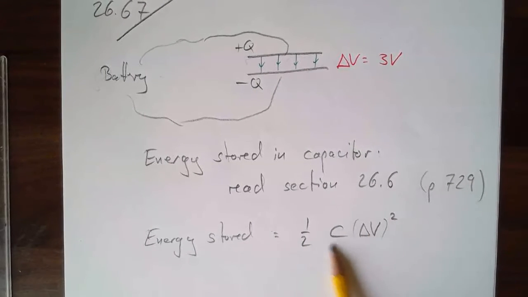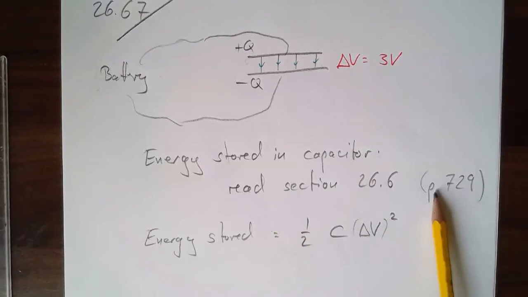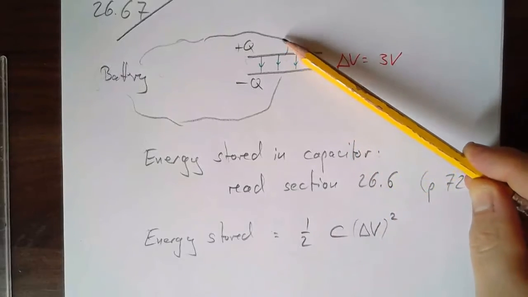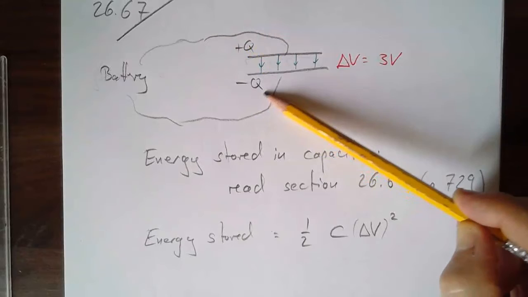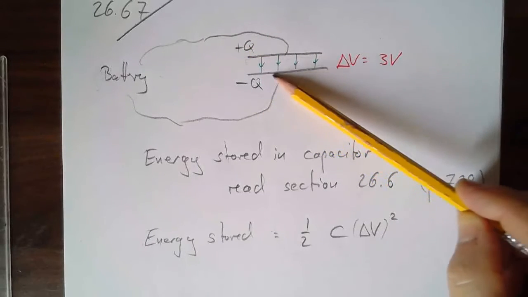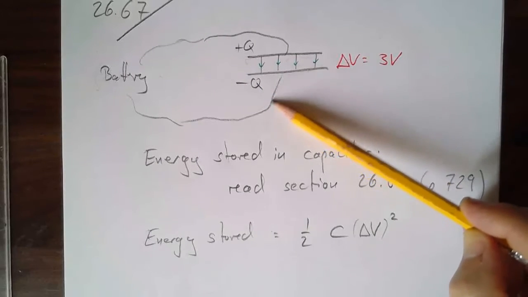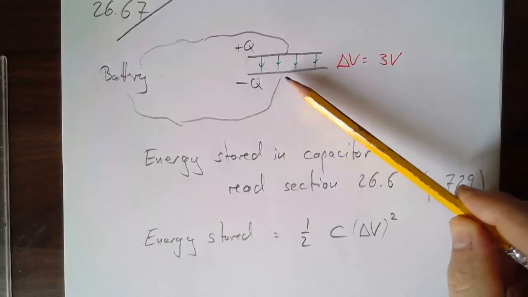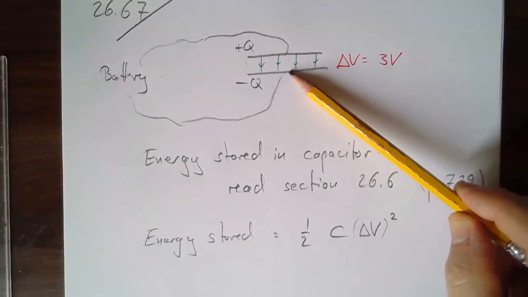And why is this the expression? I suggest you read this. It's very short, just the part on page 729. But the idea is you imagine you slowly build up the charge in the capacitor, and every time you want to add another electron, say, you have to overcome a larger number of electrons already on the plate. So if you're trying to squeeze more and more electrons in, every time it gets harder, so that every time you add one, the added potential energy is a bit bigger.